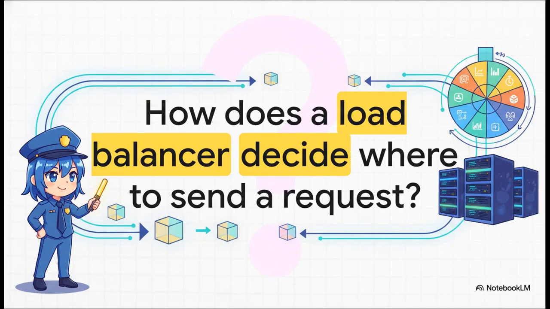And that brings us to a really fascinating question. We know the load balancer is the traffic cop, but how does it decide? How does it pick which server gets the next request? Is it just random, or is there some kind of hidden strategy at play? We've talked about the what, but the how, well, that's where the real genius is.